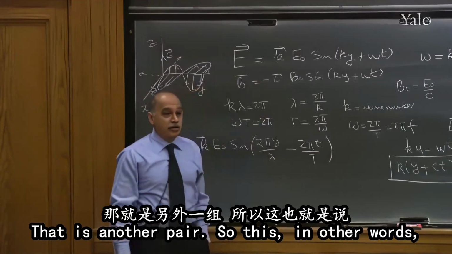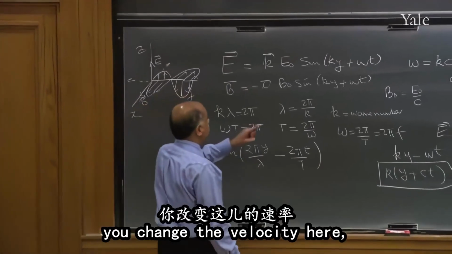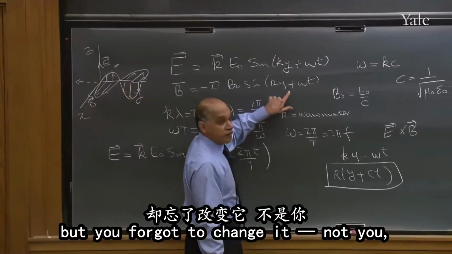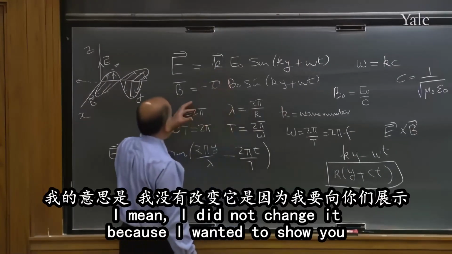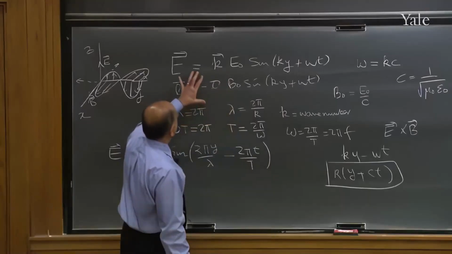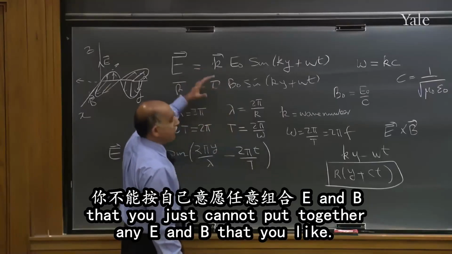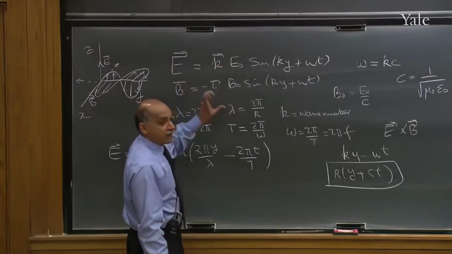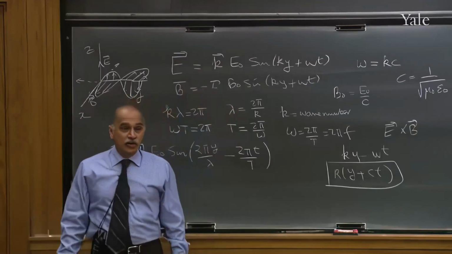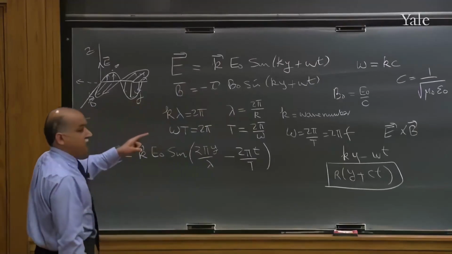That is another pair. So in other words, you change the velocity here, but you forgot to change it, not you. I mean, I did not change it because I wanted to show you that you just cannot put together any E and B that you like. You've got to make sure that these form a pair. This is the pair that obeys Maxwell equations. Now, I know this will work for another reason.